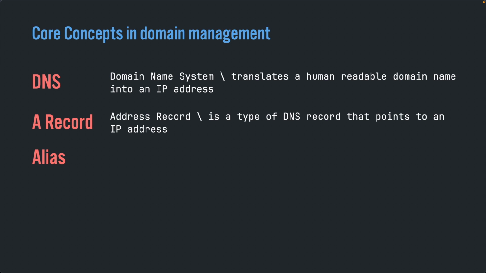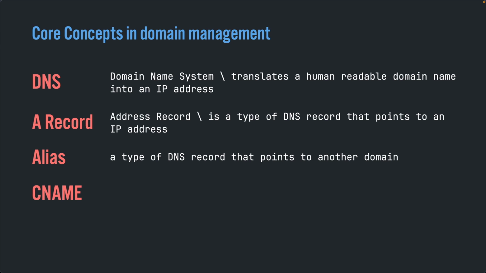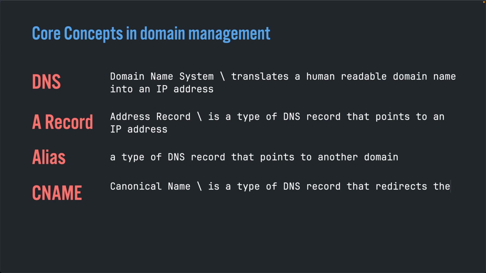Then we have the alias. This is a type of DNS record that points to another domain. Then we have CNAME. This stands for canonical name and is a type of DNS record that redirects the root domain to a subdomain like www.